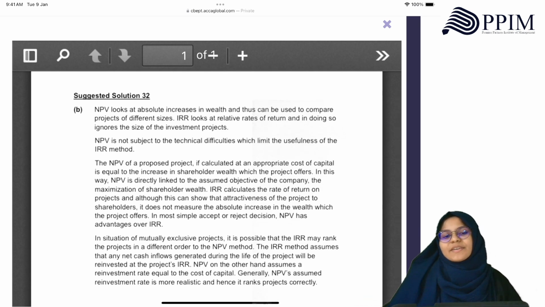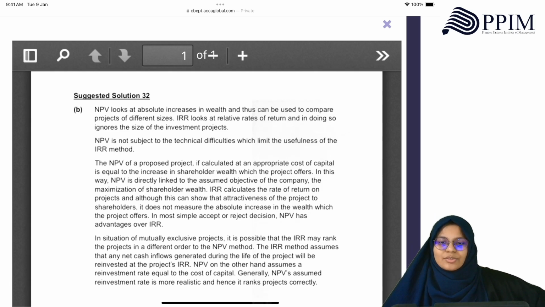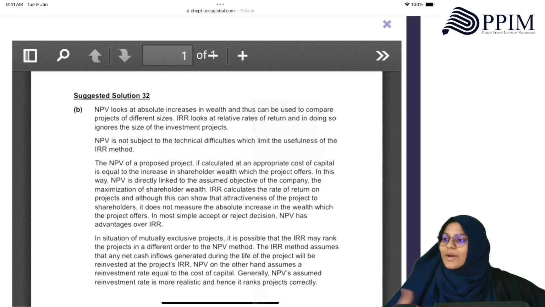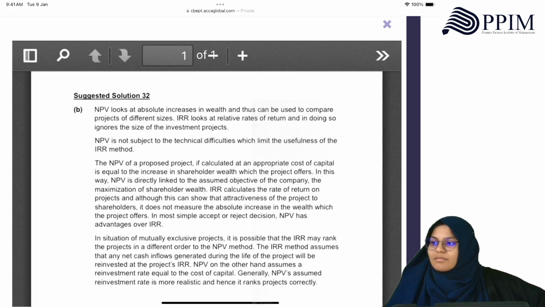First thing, NPV looks at absolute increases in wealth, and so it can be used to compare projects of different sizes, whereas IRR is looking at relative rates of return, so it ignores the size of investments. If you look at the NPV answer, it comes as a dollar figure, whereas IRR is a percentage. So absolute figure means you can compare any sized investment, no problem. Whereas when it comes to a relative figure, we can't compare investments of different sizes. So that is one point that they're saying.